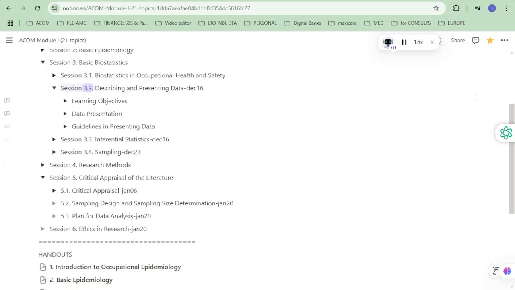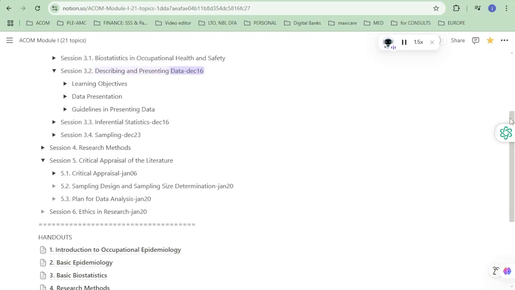Session 3.2. Describing and presenting data. Deck 16.